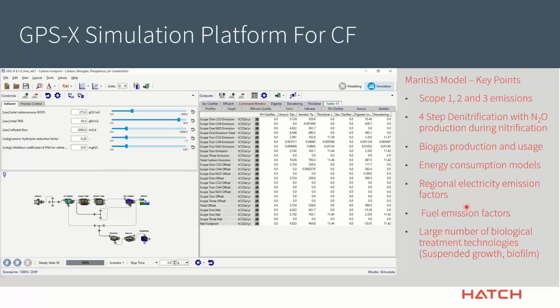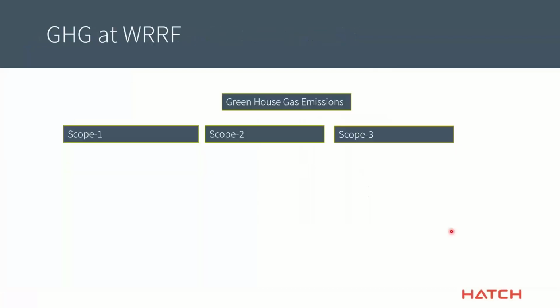So if we are consuming some fuels within the wastewater treatment plants, we can convert that into carbon equivalent emission. And of course, one of the strengths of the GPSX platform is that we do have a large number of treatment technologies, like suspended growth and biofilm technologies, that we can use to compare and see how those changes would lead to a change in the carbon footprint estimation.